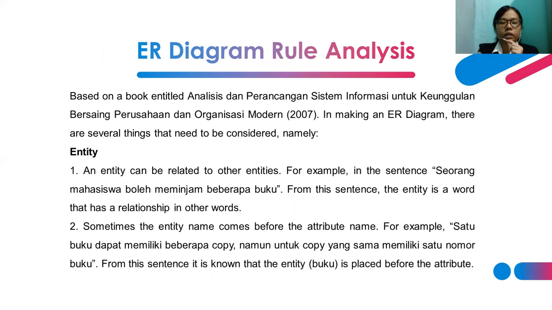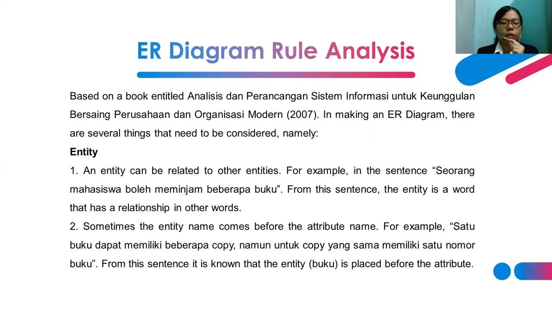ER diagram rule analysis based on the book entitled Analisis dan Perancangan Sistem Informasi untuk Keunggulan Bersaing Perusahaan dan Organisasi Modern. In making an ER diagram, there are several things that need to be considered. First, the entity. An entity can be related to other entities. For example, in the sentence, seorang mahasiswa boleh meminjam beberapa buku. From the sentence, the entity is a word that has a relationship with other words.